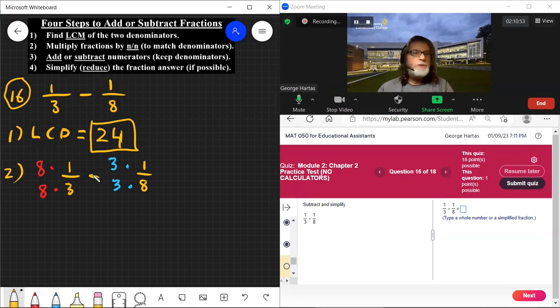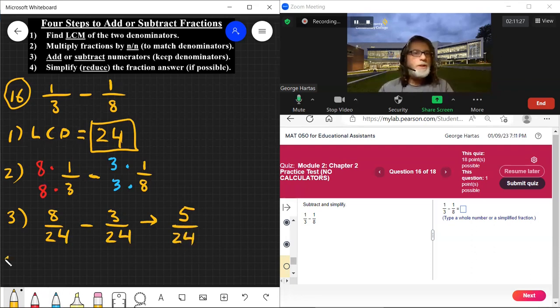All right, now that we're set up, let's go ahead and simplify this, multiply it out. So we have 8 over 24 minus 3 over 24. Okay, we have the same denominator. Step 3, let's subtract numerators. 8 minus 3 is 5 over 24.